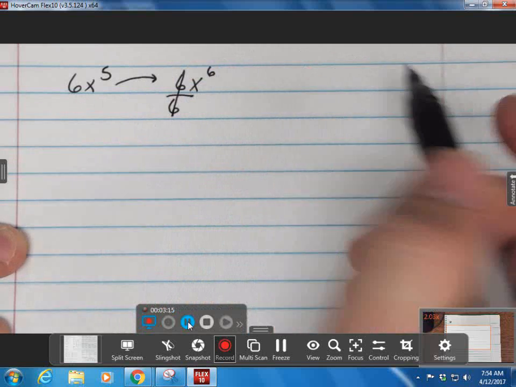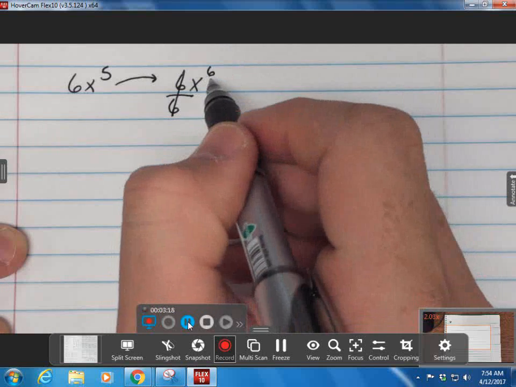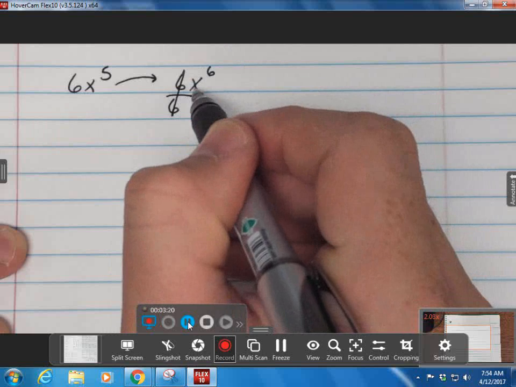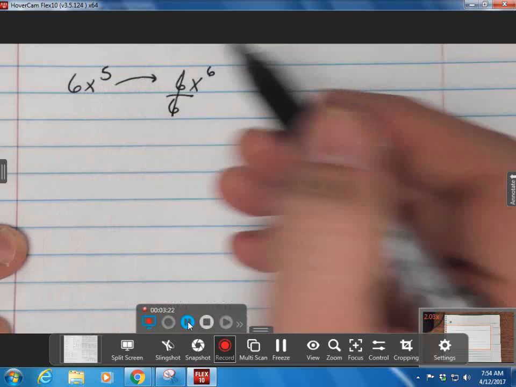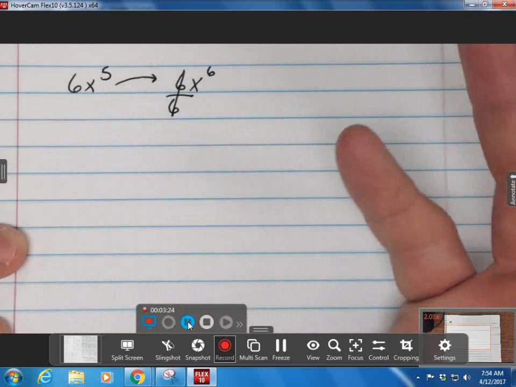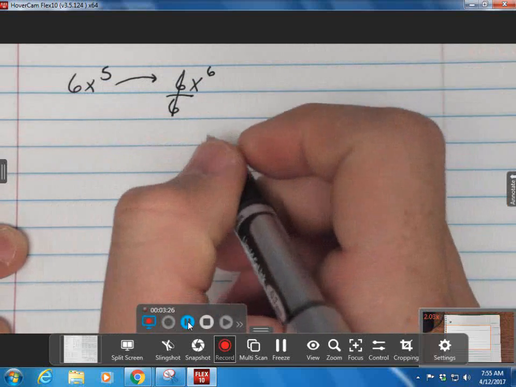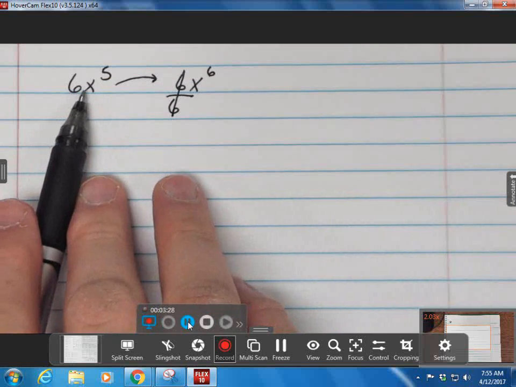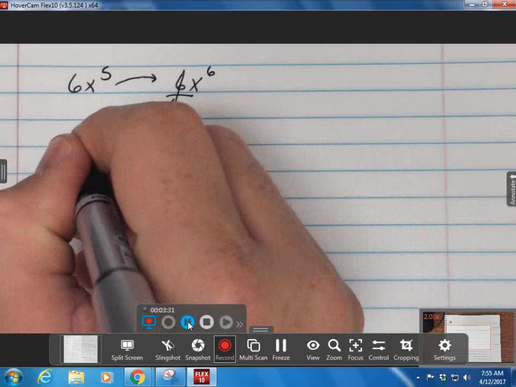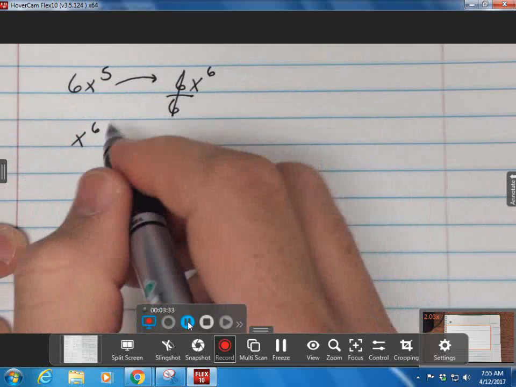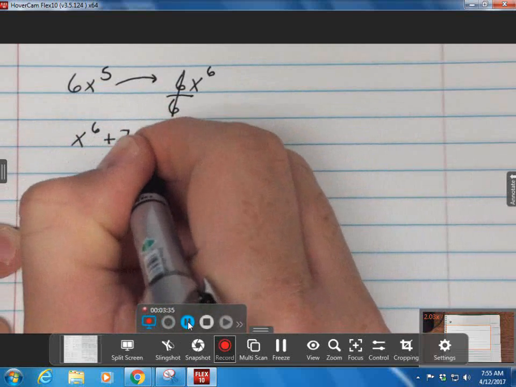And I highly suggest on these, check it by doing this. Find the derivative of your answer. Bring it down, take one away, you do get 6x to the fifth. But I want to introduce a problem to you. We're saying the antiderivative of the 6x to the fifth is x to the sixth. Let's check it by finding the derivative of x to the sixth. We do get that, but what about this problem?